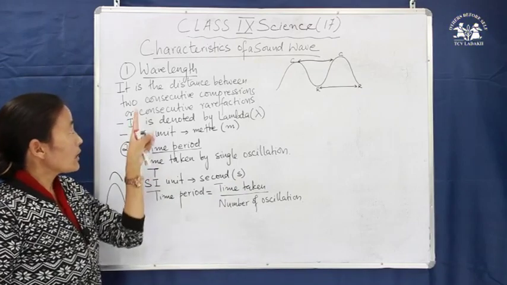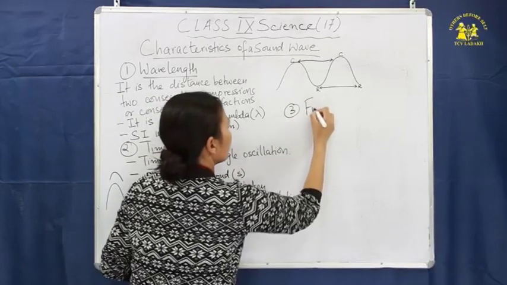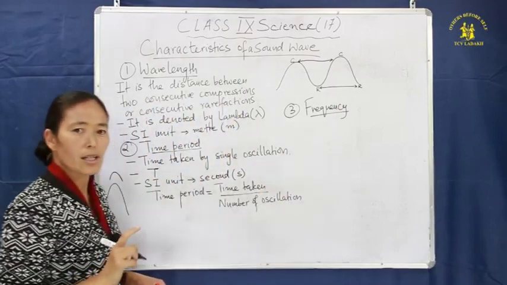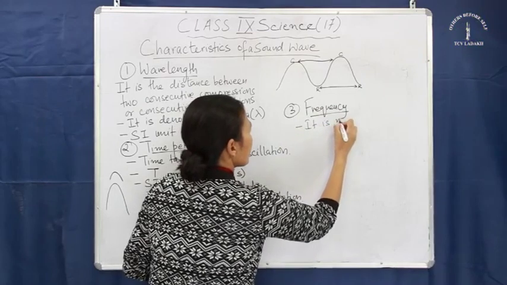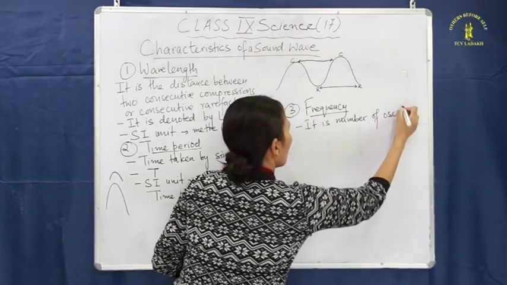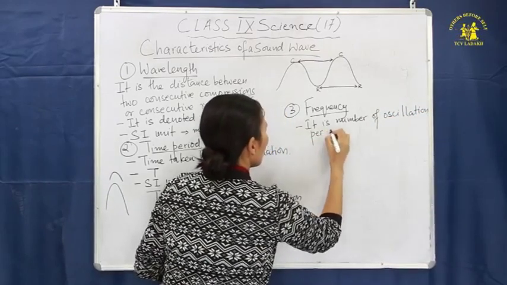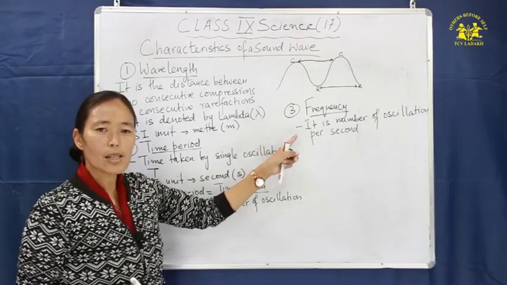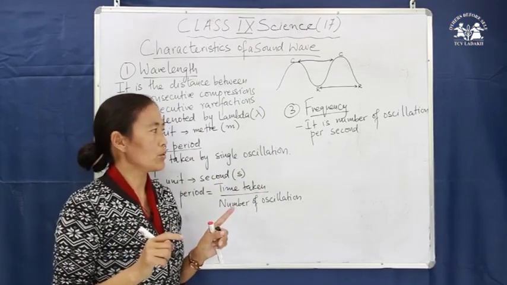That means the next characteristic is frequency. Frequency can be defined as the number of oscillations per second.